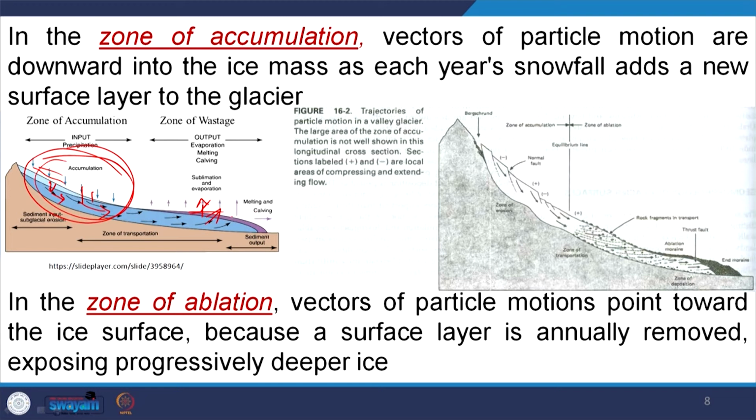So, here net movement is upward, here net movement is downward, the vector, that means the movement of this vector. If you see this figure, it is written: the trajectories of particle motion in a valley glacier. The large area of the zone of accumulation is not well shown in this longitudinal cross-section. Sections labeled as plus and minus are local areas of compression and extending flow. So, here the net movement is downward, here the net movement is upward. So, the zone of ablation and zone of accumulation can be distinguished.